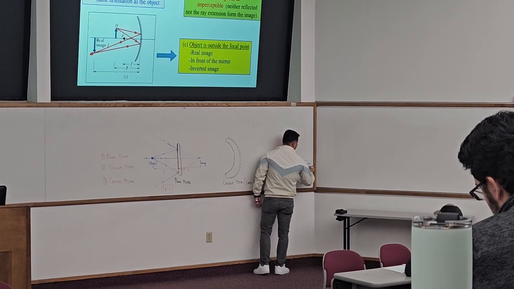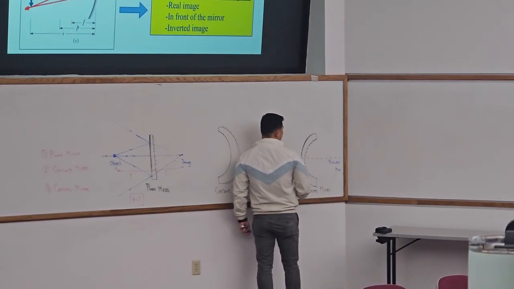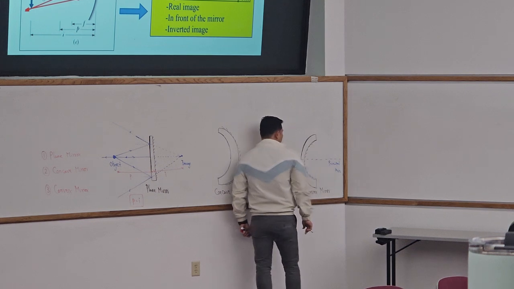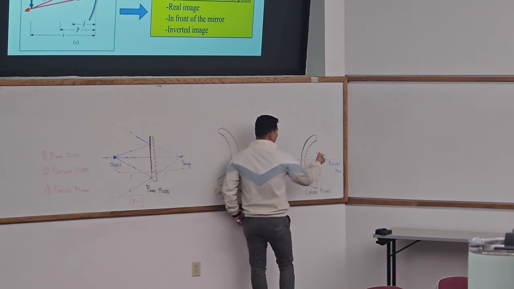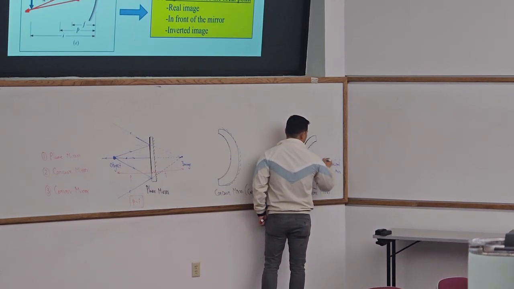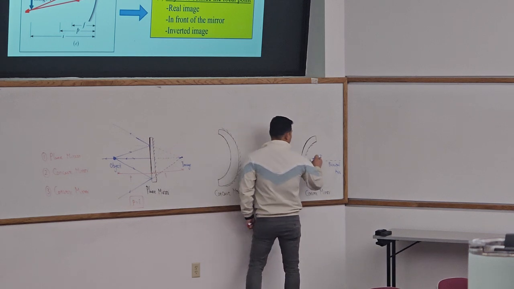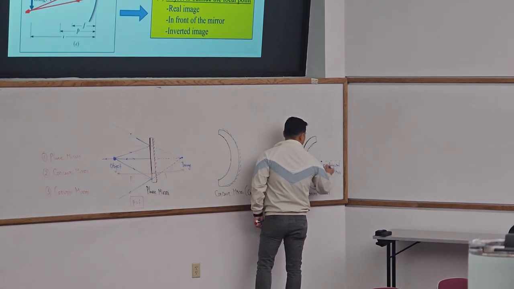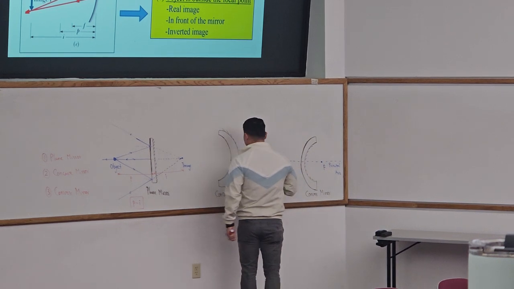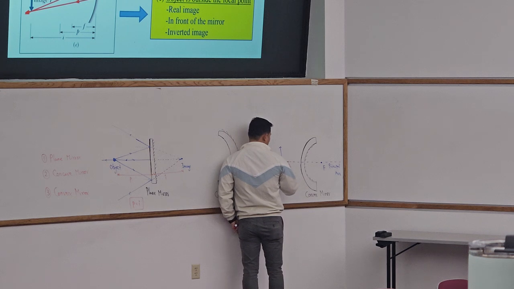Principal axis or mirror axis, the line that passes through the center of the mirror and center of the sphere. So you have a focus somewhere here, because the focus is what your focus. You can have any focus over here, so you can consider this a focus. Again, you can consider an object any distance from the mirror. You have an object.